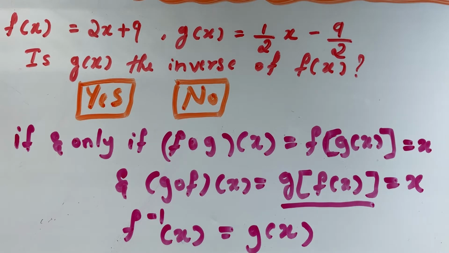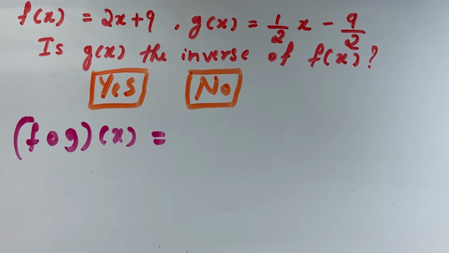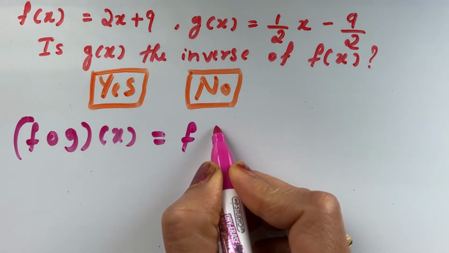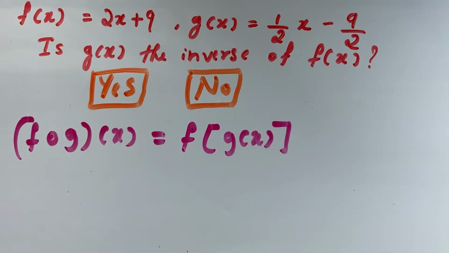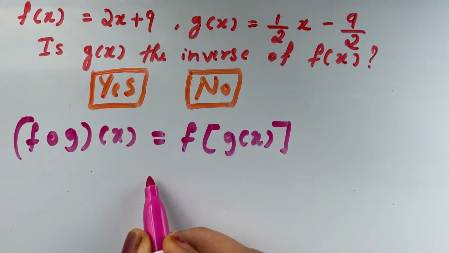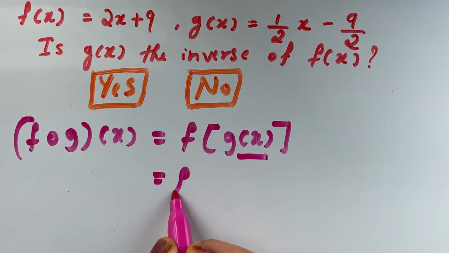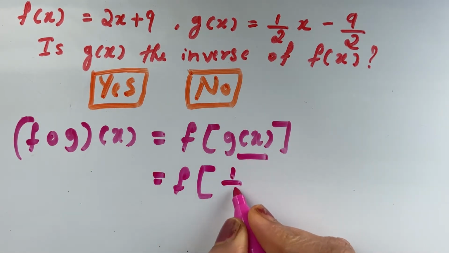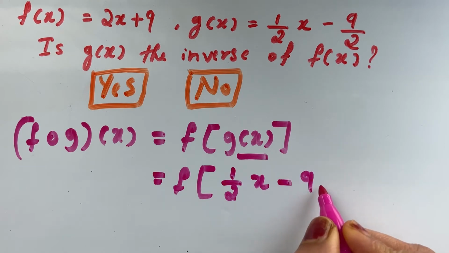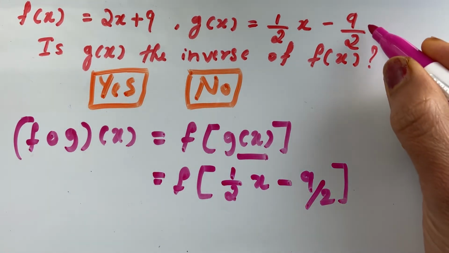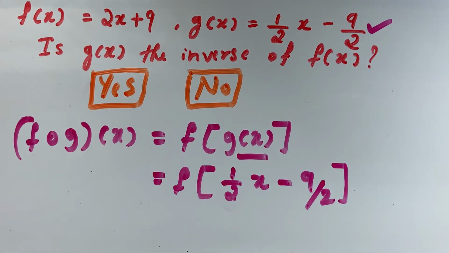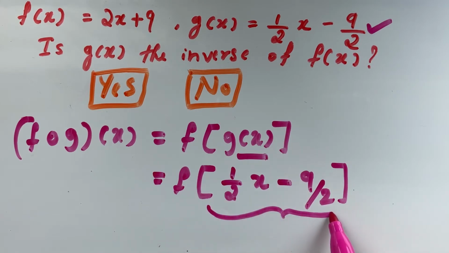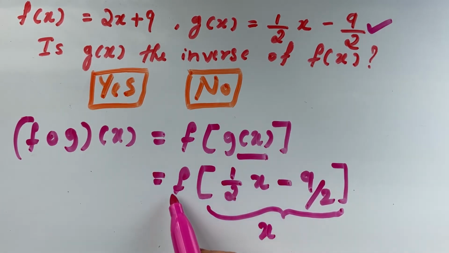Let's check. First, let's find f composition g of x, that is f of g of x. Composition of function I have already explained in the last video. So here g of x is the inner function, so you have to put the value of g of x first. What is g of x? G of x is given as half of x minus 9 over 2. Put the value of g of x here. Now the next step is you have to consider this as x. This is f of x.